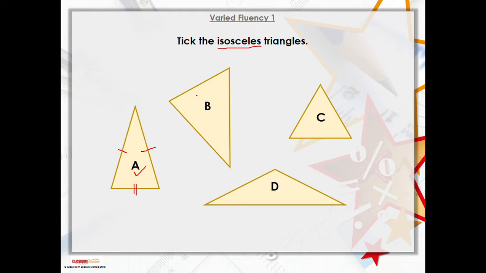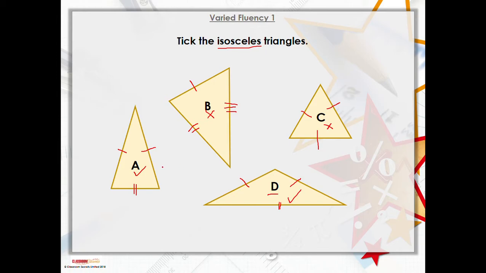If we're looking at triangle B, we can see actually all the sides here are all different lengths. So triangle B must be a scalene triangle. So we can't tick that one. Looking at C, the sides roughly look exactly the same, which must mean that this is an equilateral triangle. D. Now we can see the length at the bottom here is different to the lengths on the side. That's different. But hang on, the side here and this side here are actually exactly the same. So it must be an isosceles triangle.